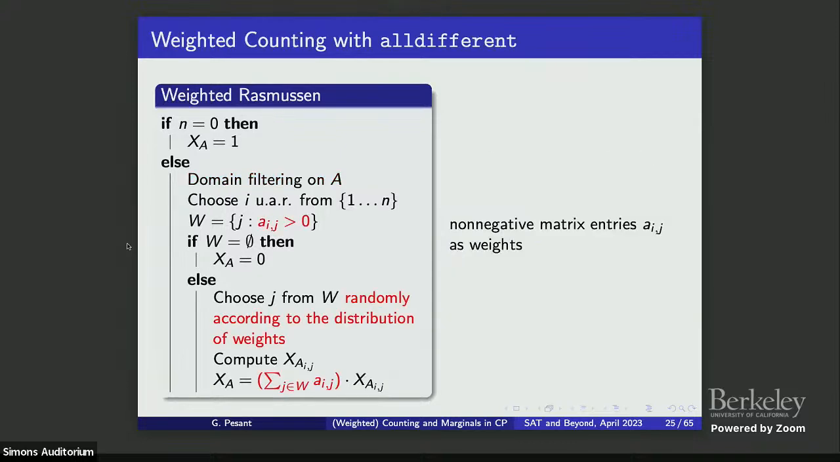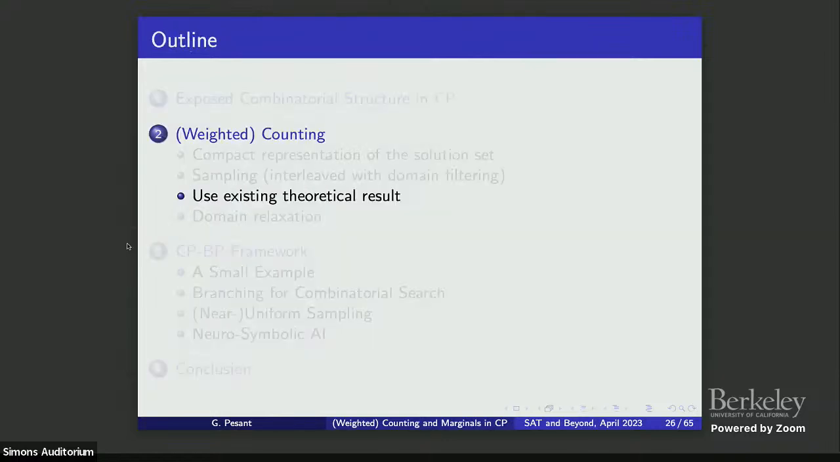Oh, in the weighted case, again here, not much more difficult. So your entries are now non-negative, and you are choosing randomly, but according to the distribution given by the weights, basically. And here you're not multiplying by the number of ones, you're multiplying by the sum of these non-negative entries. Okay, good.